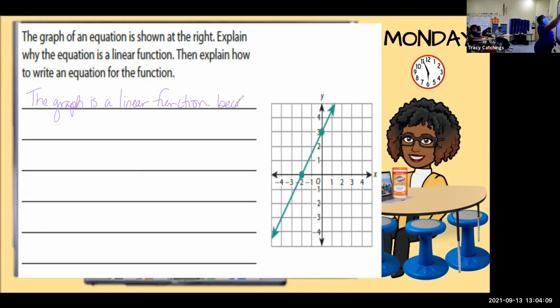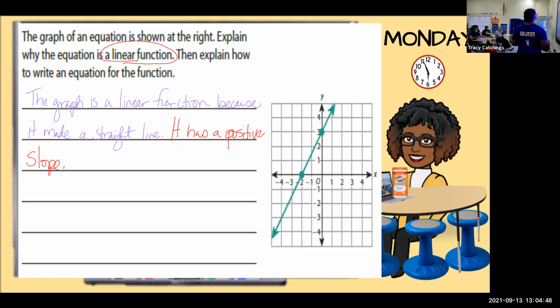Okay. It's going up. All right, so she said it's a linear function because it made a straight line. Quite a few of us telling us that it has a positive slope. All right, and then that last part asks us, how can we write an equation? All right, now let's stop and think. You said it's linear. How should an equation of a linear function look? Y equals mx plus b. Good job.